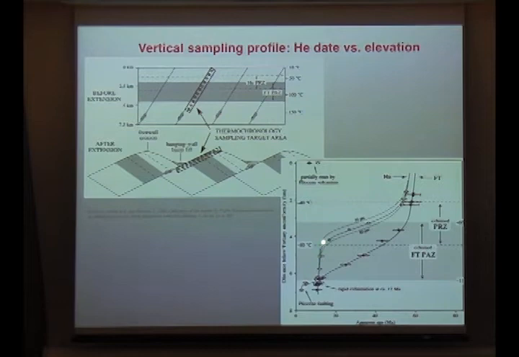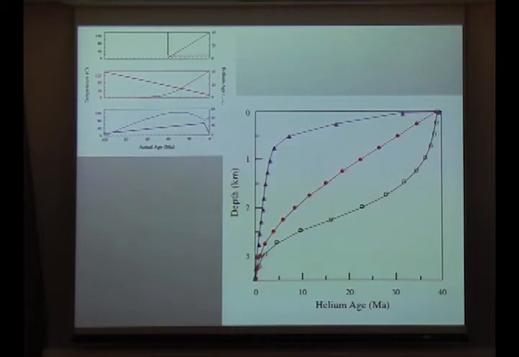But what we can actually do is use the shape of this elevation profile to constrain the thermal history. I won't go into the details because I'm running out of time. But these different thermal histories I showed you earlier will actually produce different age elevation profiles. So this is a way that by planning your sampling very, very smartly, you can actually constrain things.